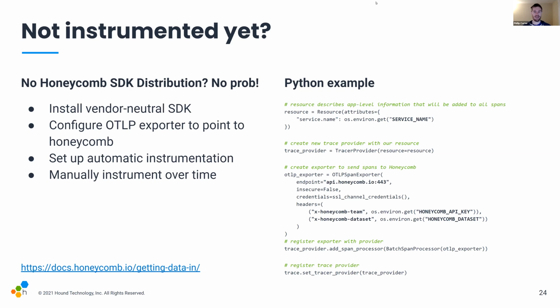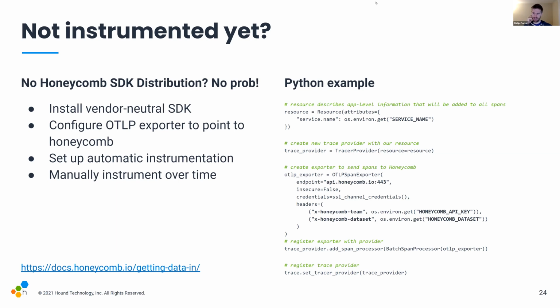You can set up automatic instrumentation, and that might be a little bit more work than if you had one of our SDK distros, because we try to make that as automatic as possible. Whereas, for example, in Python, you have to make a decision on if you want to pull in specific auto instrumentation packages, or if you want to deploy an auto instrumentation agent. But then once you're there, it's the same story. You manually instrument over time. And so getting, for example, Python to point to Honeycomb is also pretty easy, right?